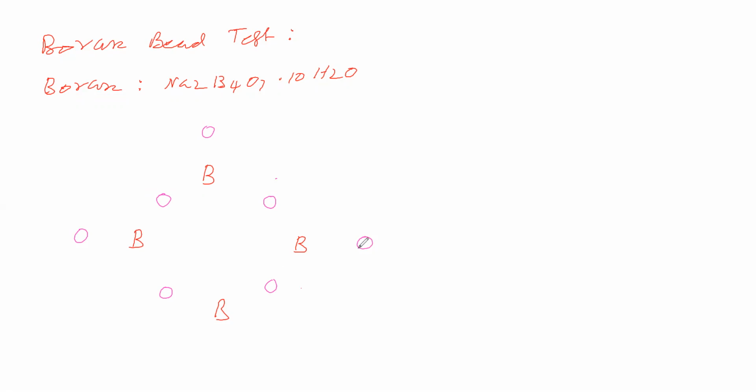Then here one more oxygen we will write, like this. Now, boron's electronic configuration is helium 2s2 2p1. So 2s has 2 electrons and 2p has 1 electron in the ground state. In the excited state, a 2s electron goes to 2p. So in the excited state boron has 3 unpaired electrons.